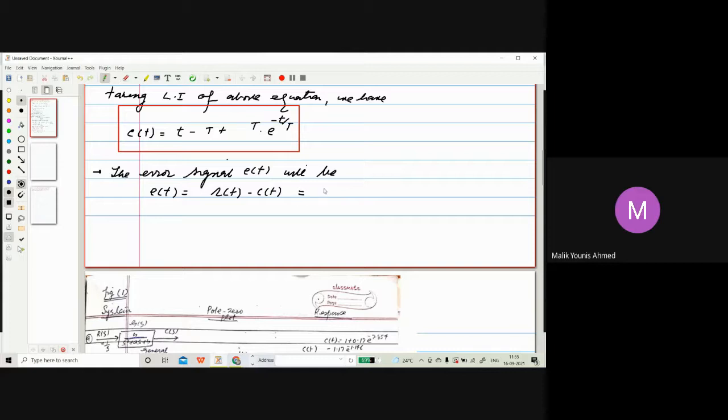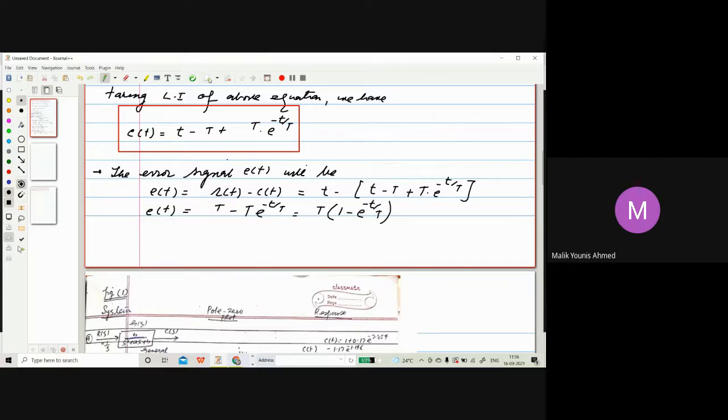The input to this is T, because it's a ramp input, minus output, which is T minus T plus T into capital T into e raised to power minus T by T. So T and T get cancelled. So the error signal is plus T minus T e raised to power minus T by T. In other words, capital T will be common: T times 1 minus e raised to power minus T by T.